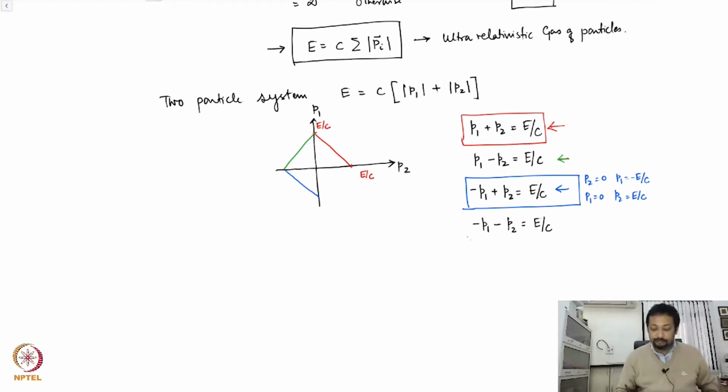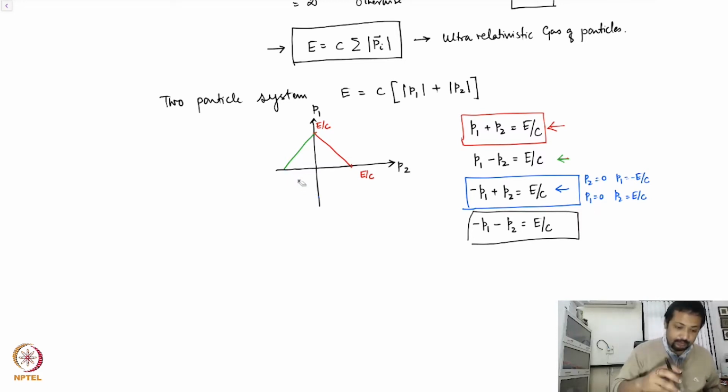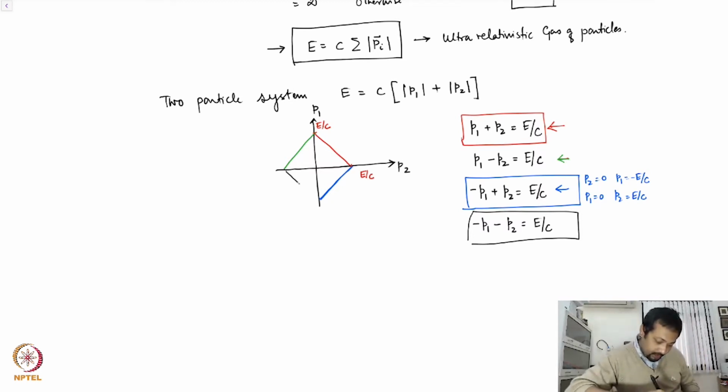And finally, for the last one, one has to be a little bit more careful. So p1 is minus E over c, which takes you over here, and this is the arm that you are looking at. And finally, for the last one, you will have this arm.